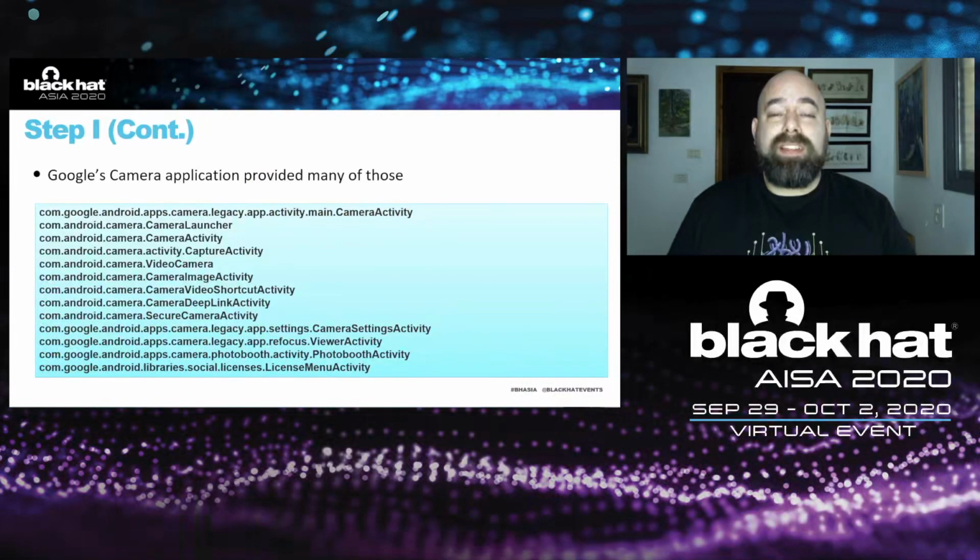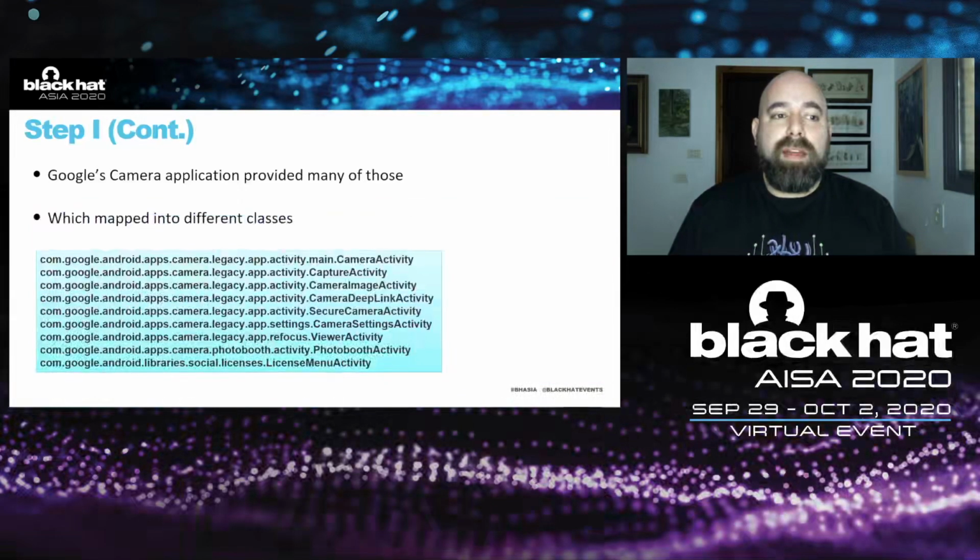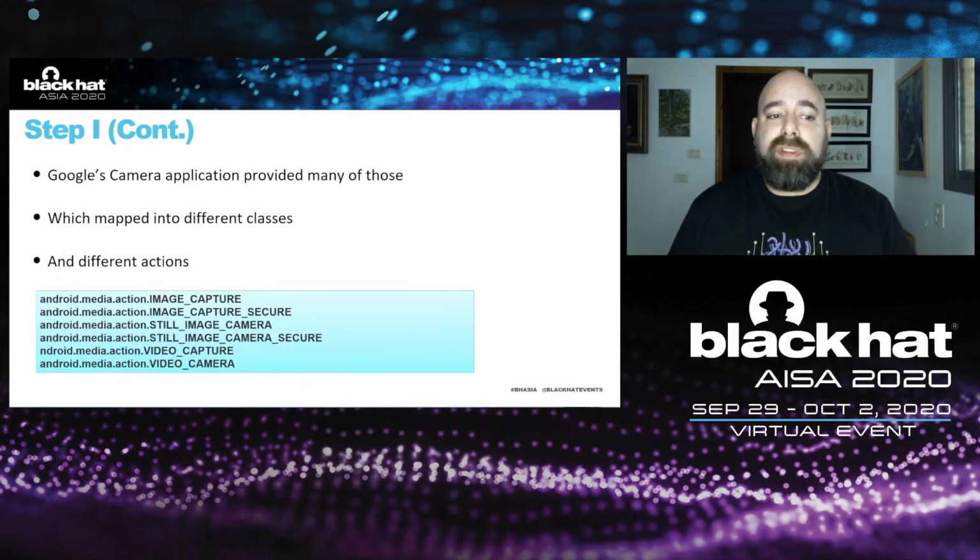Google's camera application provided many exported activities, and that makes sense because the camera interacts in many ways and with many apps. So that was not a big surprise. We started to go a bit deeper, and all these different activities mapped into different classes. The classes are the actual code here. And when we dug inside this code, we found that there are different actions inside these classes, but not all of them are protected.